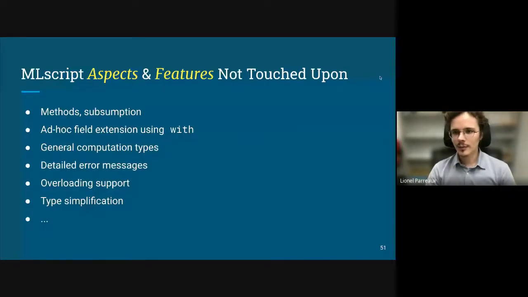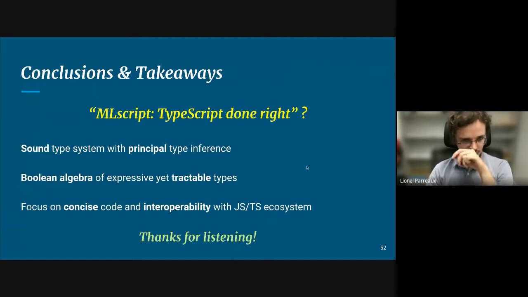Right, so there are many aspects of MLscript that I haven't mentioned, such as field extension. You can actually add any field you want to an existing value in MLscript. Computation types, which mirror the TypeScript notion of type computations. Overloading, type simplifications. Some of these are not yet completely implemented. So there are many things that go much further than what I've shown. Okay, and so the conclusion is that MLscript is supposed to be kind of like a TypeScript done right, with a better type system that's sound, that supports principal type inference, and that uses a Boolean algebra to express very specific types, which are still amenable to type inference.